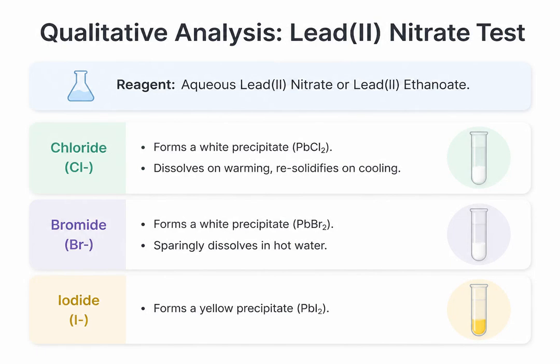Another common test uses aqueous lead-2 nitrate. When added to halide solutions, it forms distinct precipitates. Chloride forms a white precipitate that uniquely dissolves when heated and reappears when cooled. Bromide also forms a white precipitate, but it barely dissolves in hot water. Iodide stands out by forming a bright yellow precipitate of lead-2 iodide.